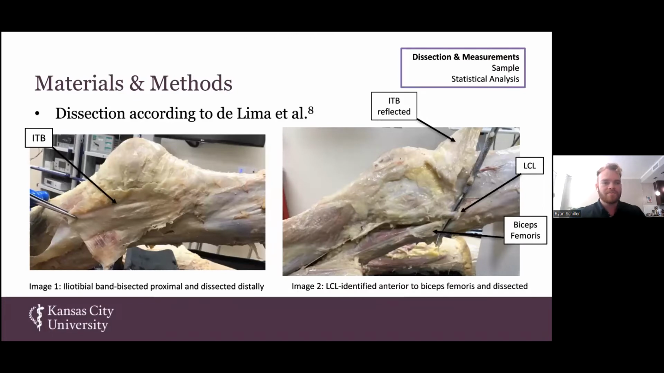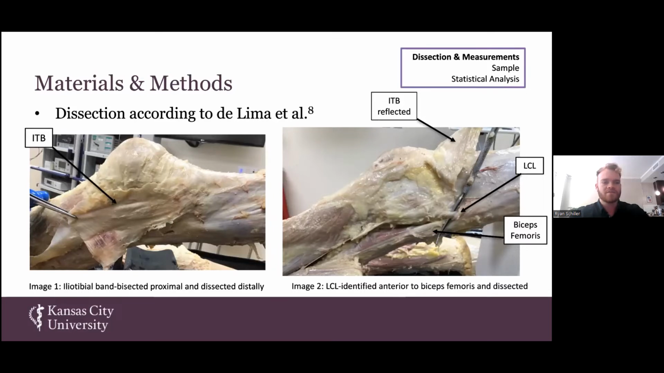So the dissection that we used for the LCL and ALL followed that described by de Lima, because this technique documented the highest success rate for finding both of these structures. Different techniques for dissecting and finding the ALL have ranged in success rate from 100%, as de Lima demonstrated, all the way below 50%. So we chose this dissection technique because it had the highest success rate.